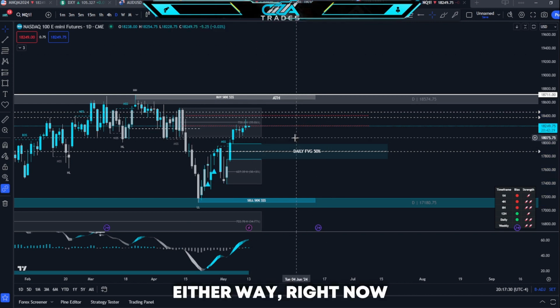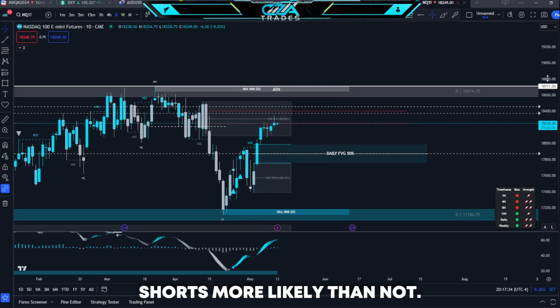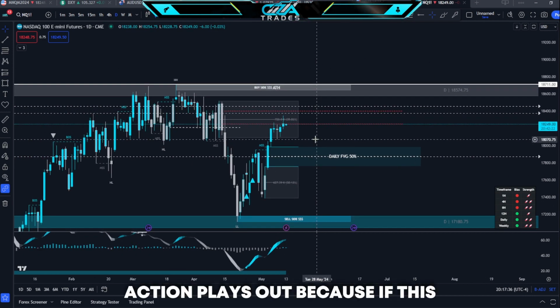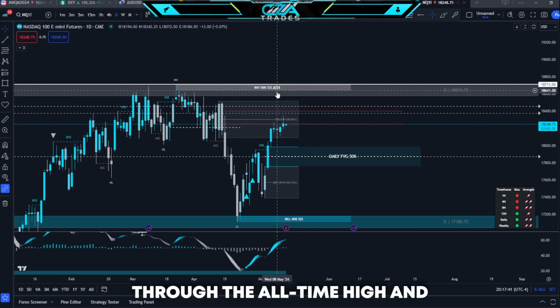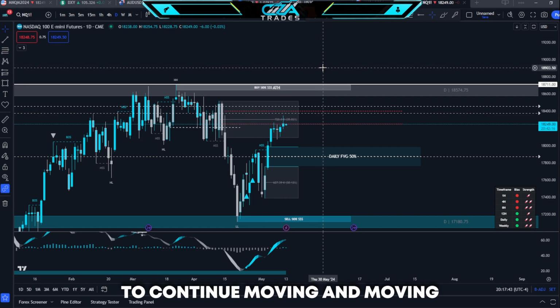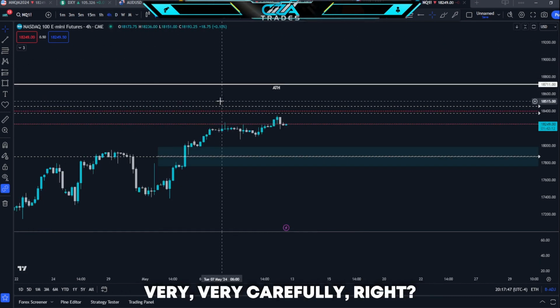But either way, right now we are at a premium zone. So we're looking for shorts, more likely than not. But we'll see how the price action plays out, because if this continues to go up, breaks through the all-time high, then it's just going to continue moving and moving and moving. We're going to be watching this price action very, very carefully, right?